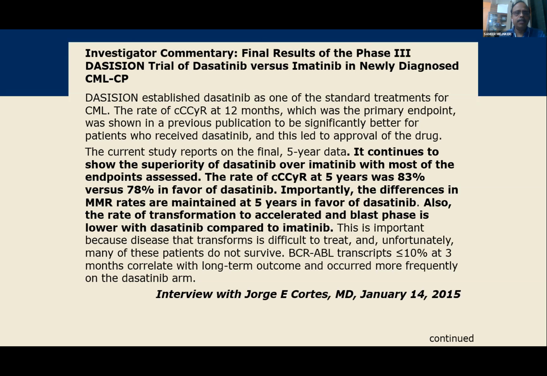Right, and this was the investigator commentary on the final results of the Dasatinib trial. It continues to show superiority of dasatinib over imatinib with most of the endpoints achieved, and the CCyR at 5 years is more in favor of dasatinib. And importantly, the differences in MMR also maintained at 5 years in favor of dasatinib.